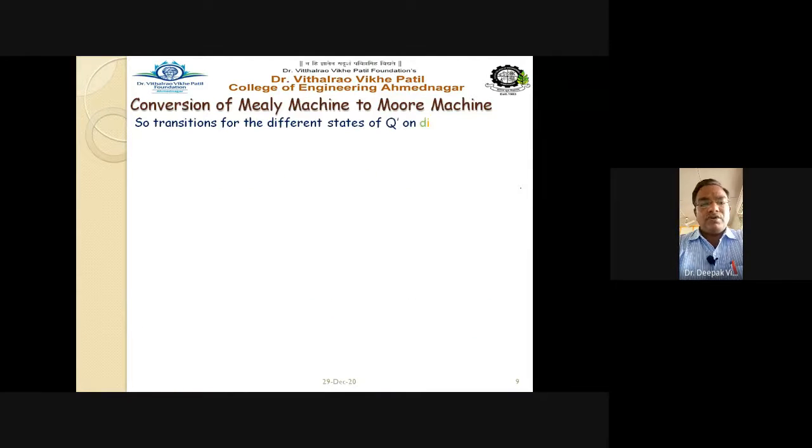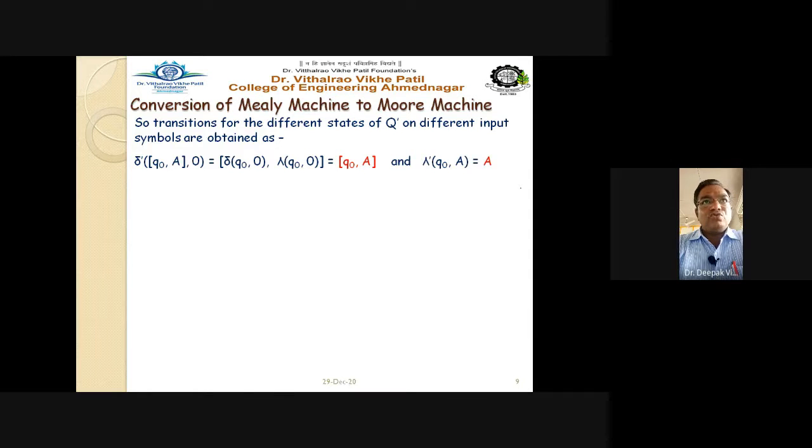So transitions for different states of Q' on different input symbols are obtained as δ'([Q0, A], 0). So this is nothing but your state number 1, and the input symbol is 0. This is your input symbol, and this is nothing but your state number 1. Q0, A is now the state 1.